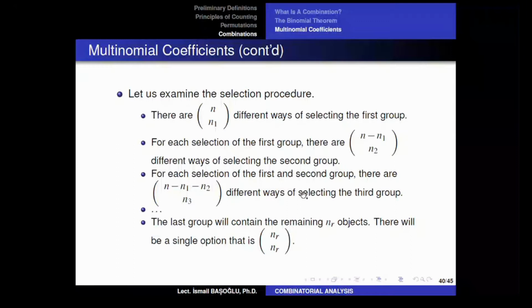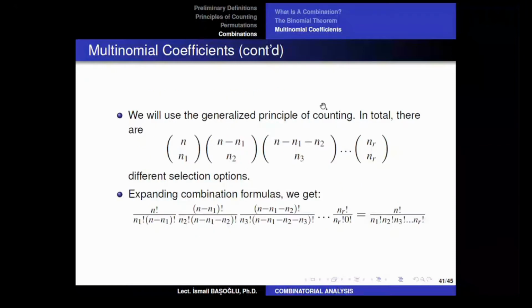So by the generalized principle of counting, we need to multiply the number of combinations that we create in each selection with each other, and this is going to give us the multinomial coefficients, the number of possible groupings we can create if we have more than 2 groups. So for the first combination, we have n factorial divided by n1 factorial times n minus n1 factorial. If you expand the second combination formulation, you are going to get this. For the third combination formulation, you are going to get this. And for the final combination formulation, you are going to get this.